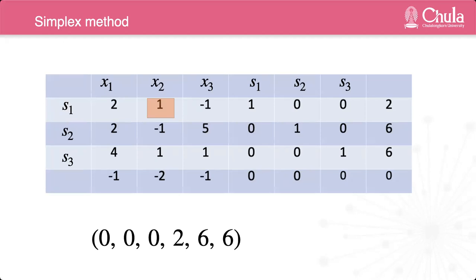At the first point, at the initial point, because we have 6 variables and we have only 3 relationship. So we need 3 basic variable and 3 non-basic variable. Of course, we start from S1, S2, S3, our basic variable. So the first point, we are at 0, 0, 0, 2, 6, 6. Is X1, X2, X3, S1, S2, S3.